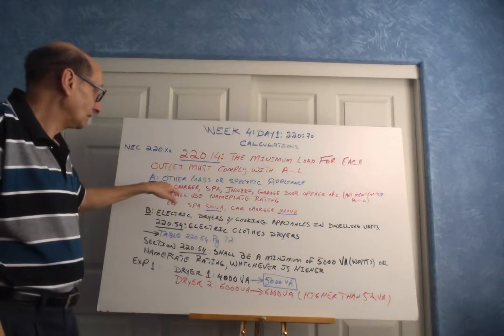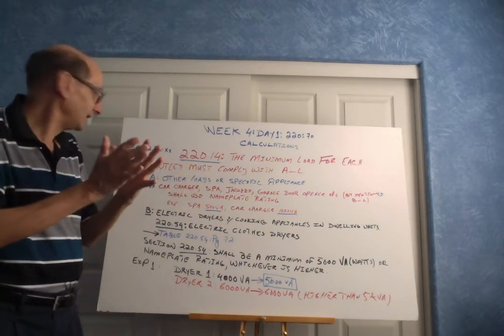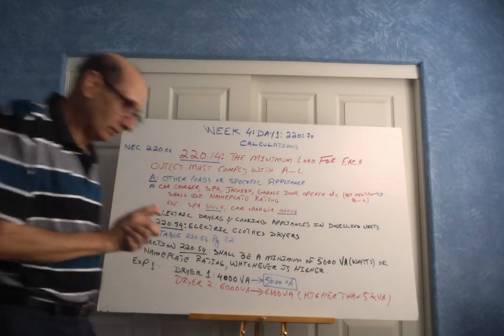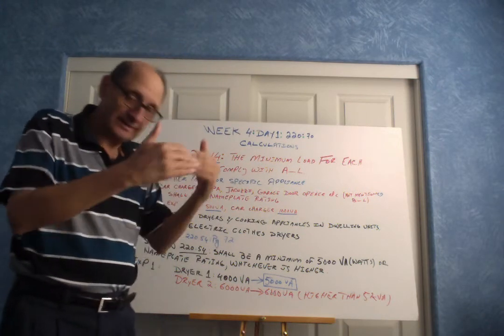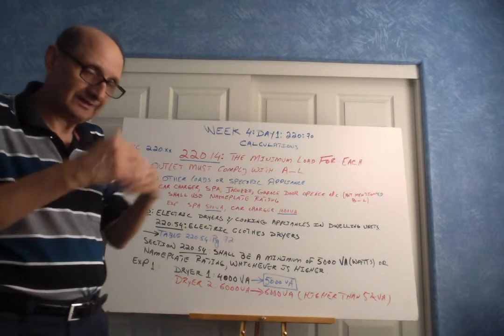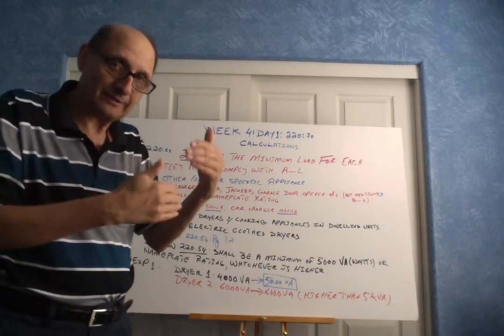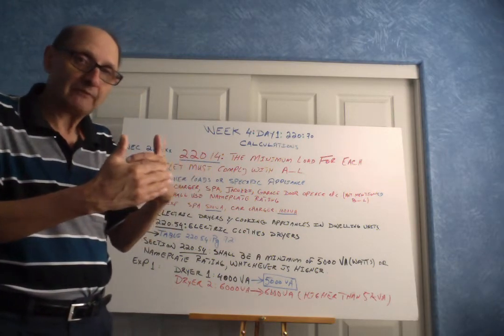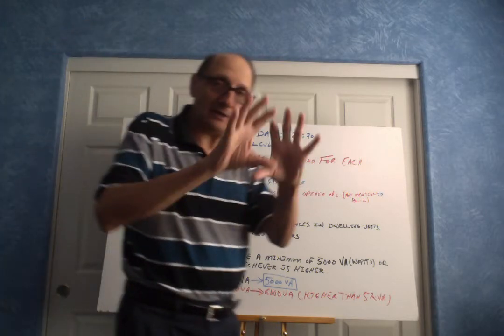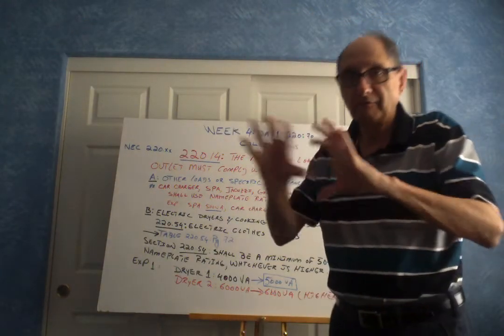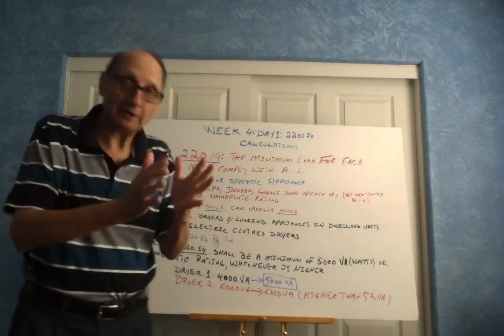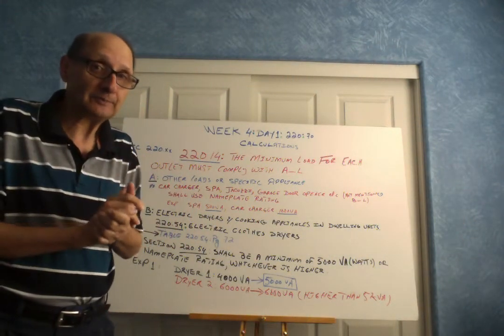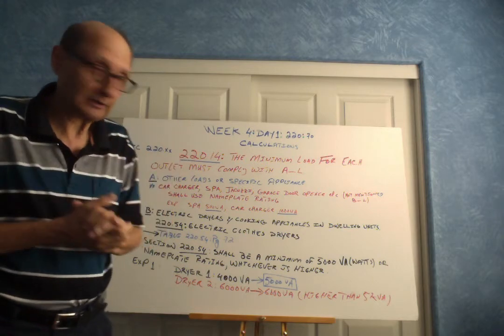Now, when we are using those, again, car charger, spa, jacuzzi, garage door opener, we shall use nameplate reading. So what is nameplate reading? These are the values, this is data which is listed on the nameplate, on the faceplate. That's what they want us to use. So for all of these, no matter what the value is, that is what you are going to include.